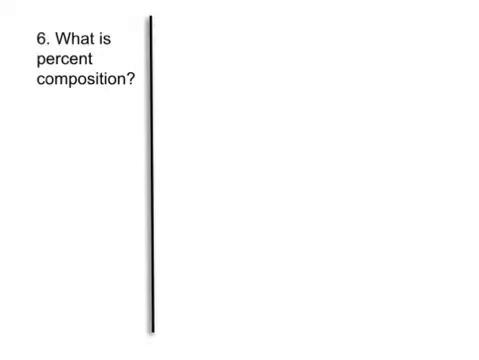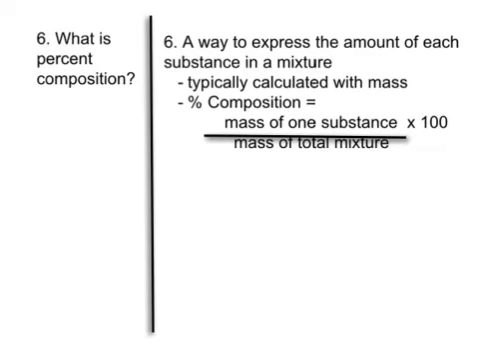Usually we do it with mass, okay? So we're going to take the mass of one substance, and then we're going to take the mass of the entire mixture that substance is in, and figure out how much mass is our part compared to the whole. Like I said, it's typically calculated with mass, but you could take volume as well. But we're going to deal mostly with mass in percent composition.